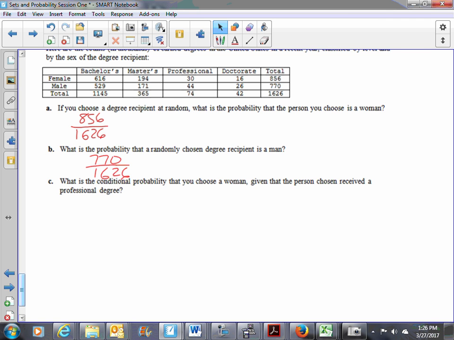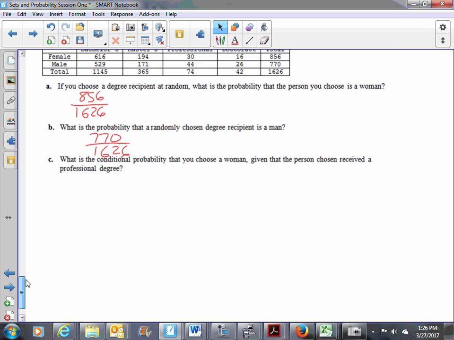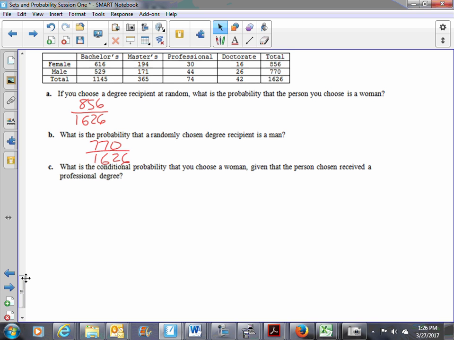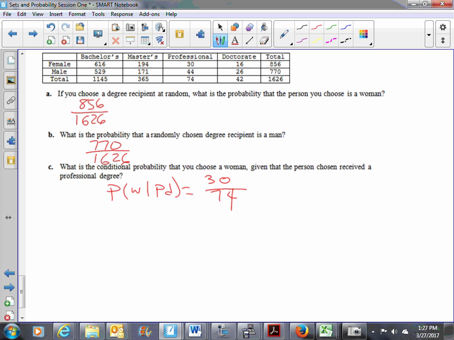Okay. What is the conditional probability that you choose a woman given the person received a professional degree? Okay, we want the probability of woman given professional degree. Now the probability of woman intersect professional degree is 30, and the probability of a professional degree is 74. So 30 over 74.